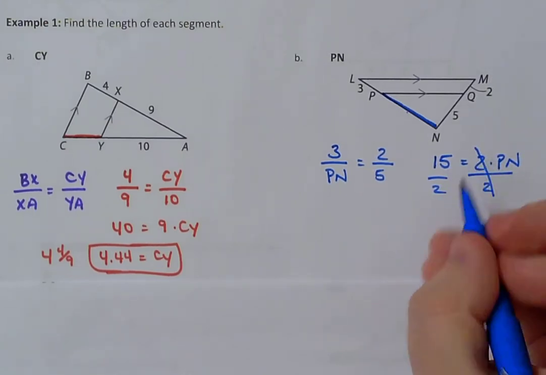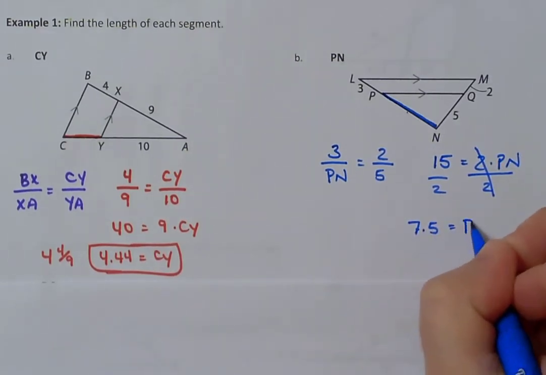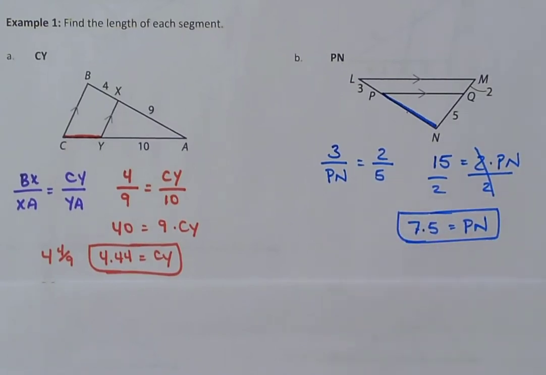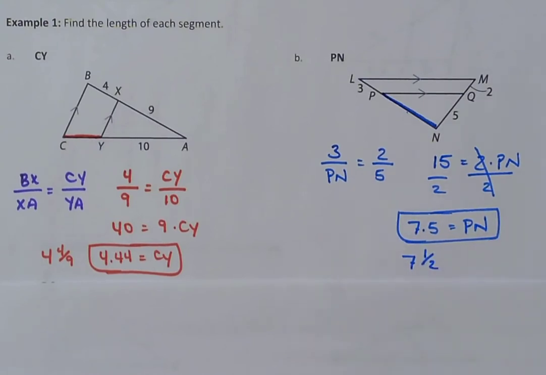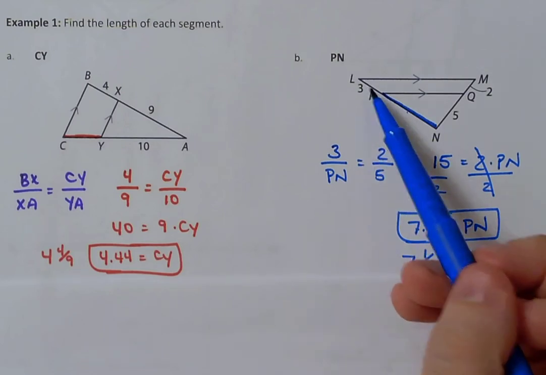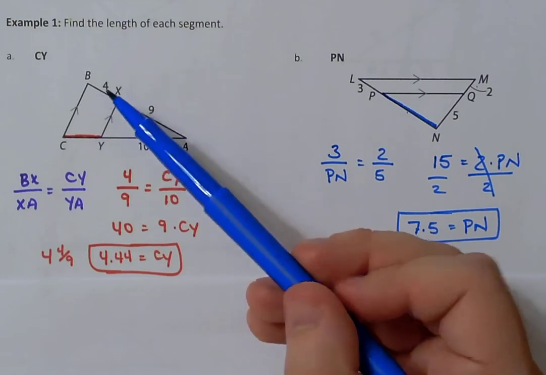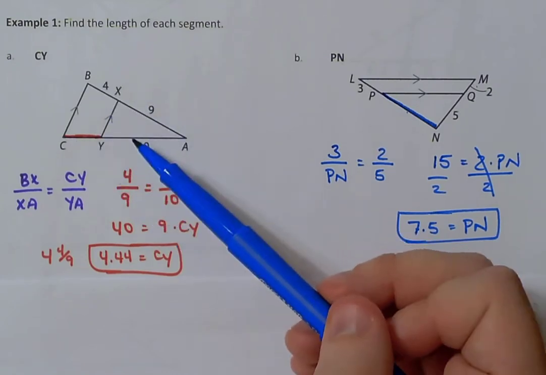15 divided by 2 is going to give us 7.5 for the length of PN, or 7 1/2. And that's our answer for part B. So example 1 is simply that, where you set up a proportion of this part over this part equals this part over this part. Same thing we did over here, where it's this part over this part equals this part over that part.